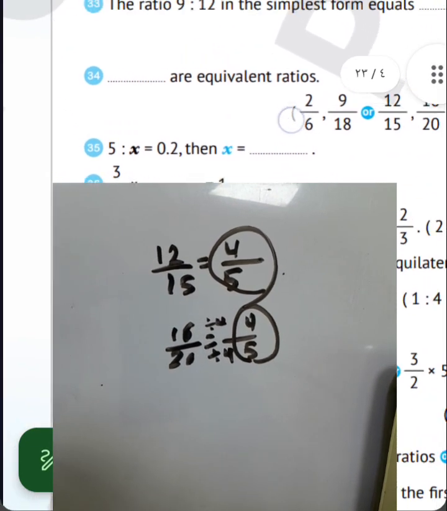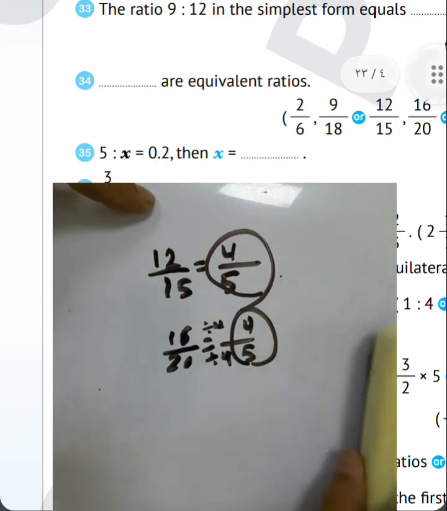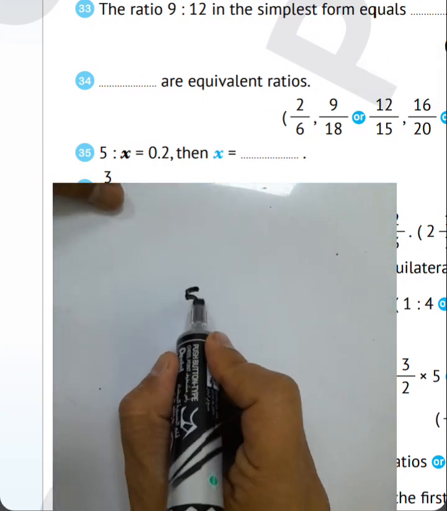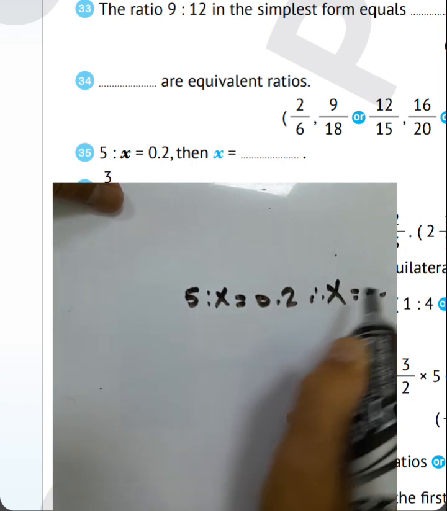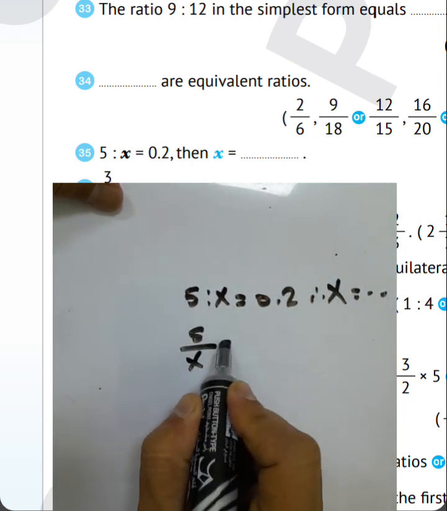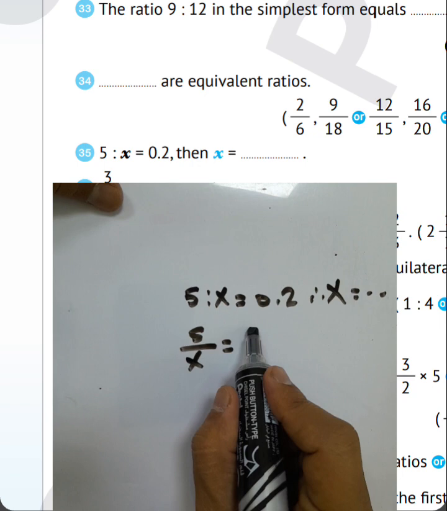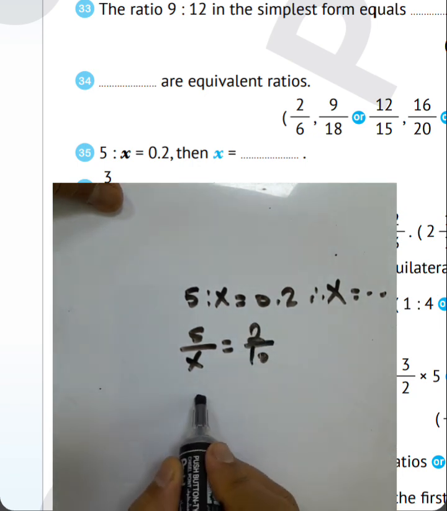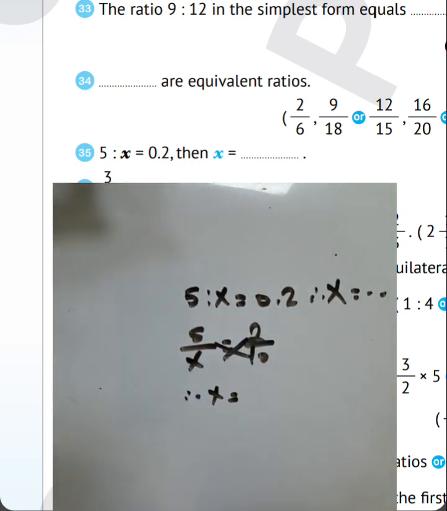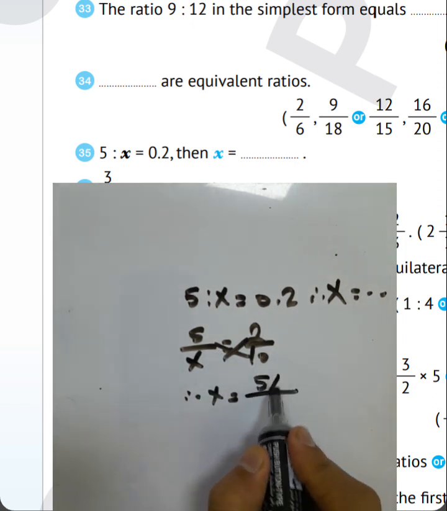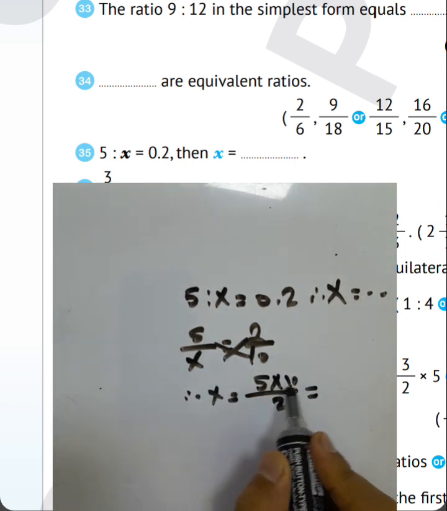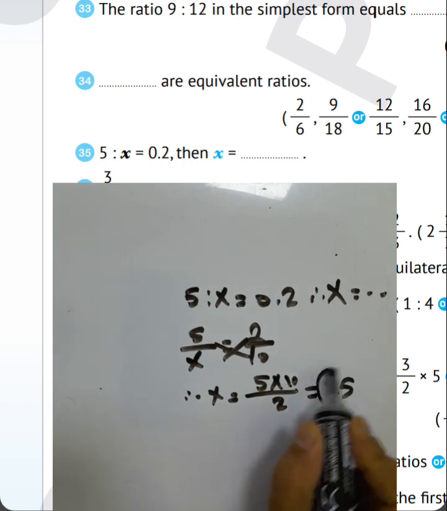Next example, question 35. 5 to x is equivalent to 0.2, then the value of x equals what? We know 5/x will be 0.2, which is 2/10. Then we can find the value of x by using the rule: the product of extremes equals the product of means. Write 5 multiplied by 10 divided by 2: 5 times 10 is 50, divided by 2 equals 25.